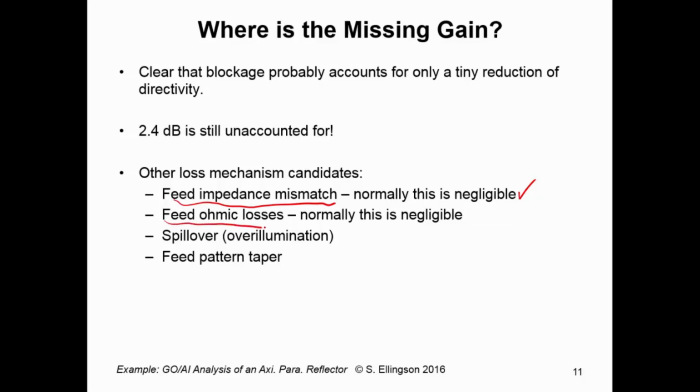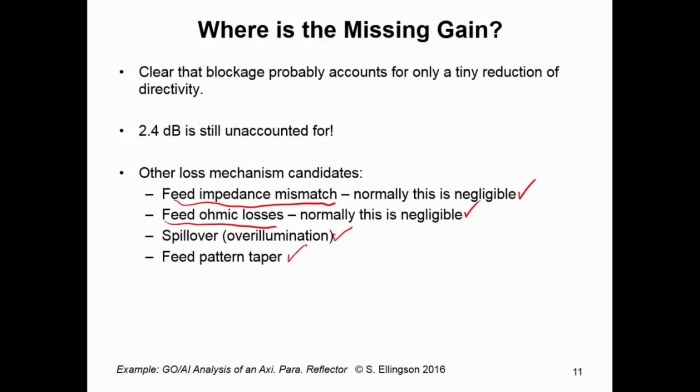Similarly, you might think, well, maybe there are ohmic losses in the feed that could account for this. So this is normally negligible because the feed can be made from all metal components. So that leaves spillover, over-illumination. This is a mechanism we've probably talked about in a previous lecture, and we'll address it in more detail here.